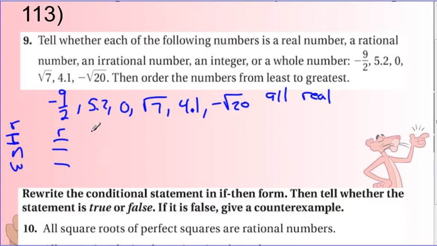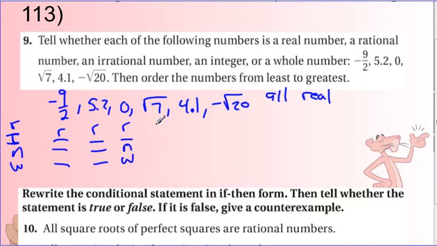5.2. It is rational. You could write that as a fraction, 520 over 100. It is not irrational. It is not an integer. It is not a whole number. 0. It is rational, so it's not irrational. It is an integer, and it is a whole number.